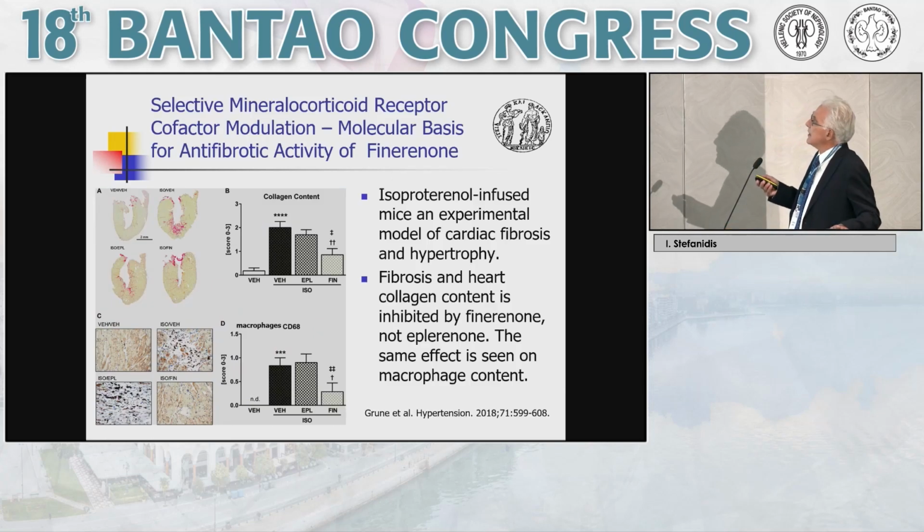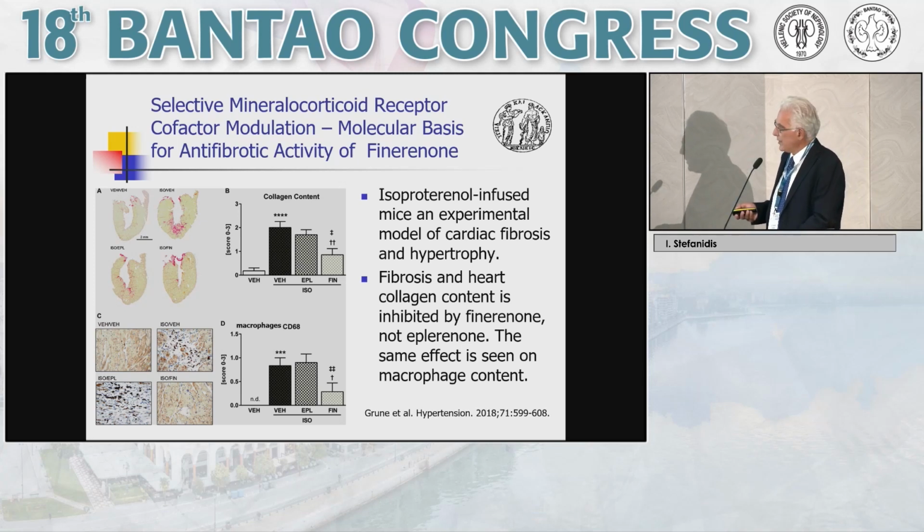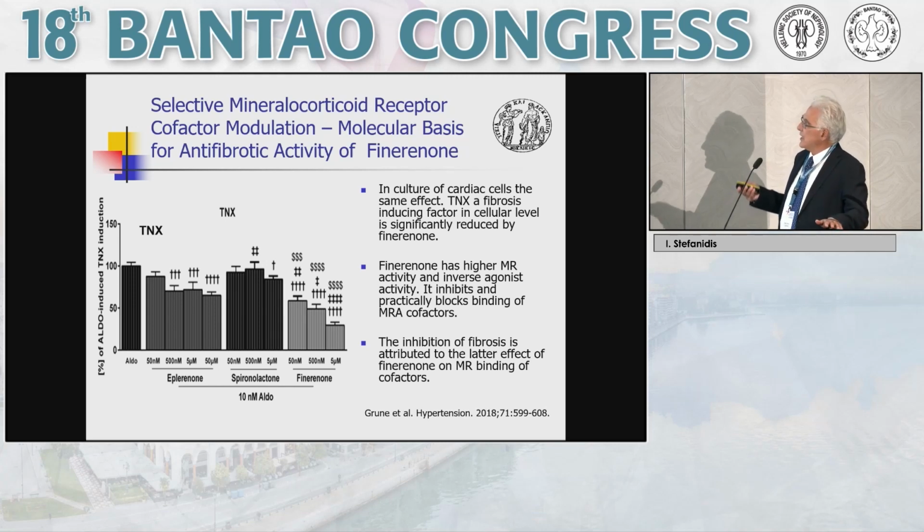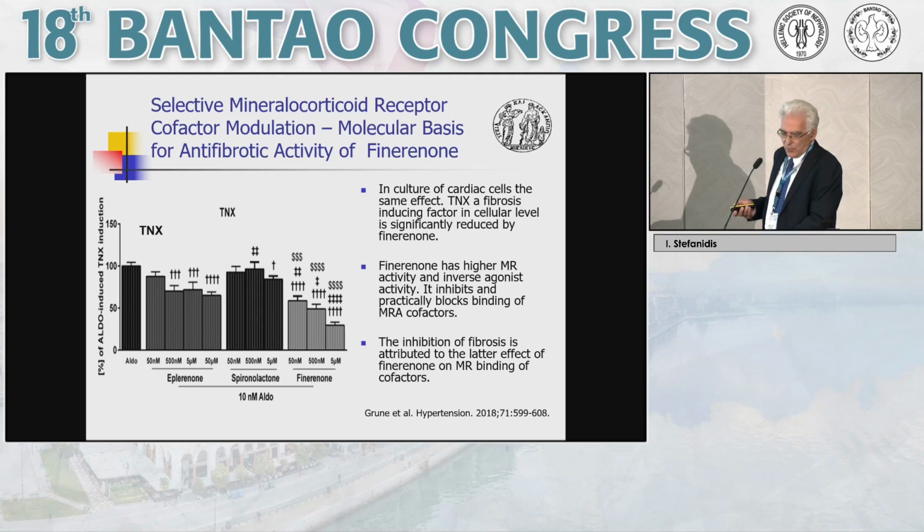In experimental animals, an isoproterenol-infused mouse model with cardiac fibrosis and hypertrophy, this is shown. The collagen content of heart muscle is lower in finerenone-treated mice than in eplerenone-treated mice and controls. The same is true for the marker of macrophages, which are not present in cardiac muscle, in contrast to controls and eplerenone, if the mice are treated with finerenone. Trying to see this in another way, cellular cultures of cardiac cells in the same study showed that a molecular marker of fibrosis, TNX, was lower with finerenone than with every other treatment.